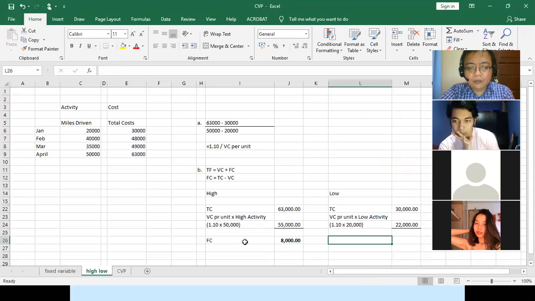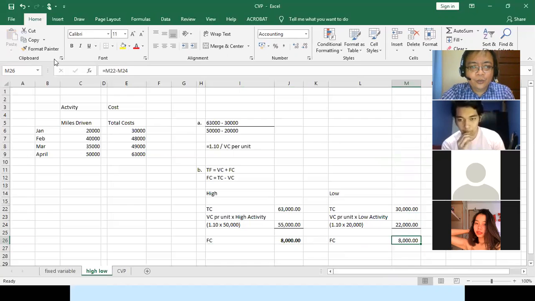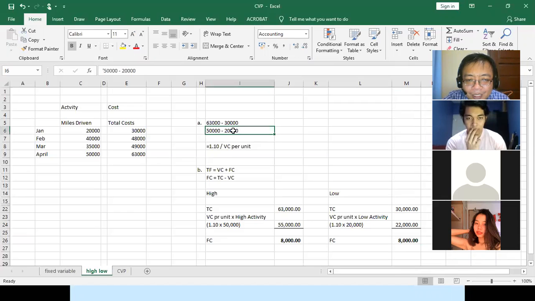How much is our fixed cost? Is it the same? Yes. The answer here is also 8,000. The question is, what if it is not the same? What is the answer there? You have an error in your computation. Very good, Alvon. To summarize everything, what is first? First you go to the activity and get the cost of it. That is the basic.